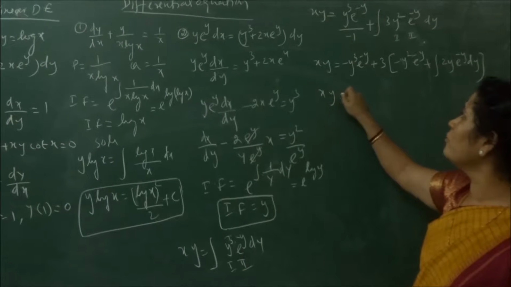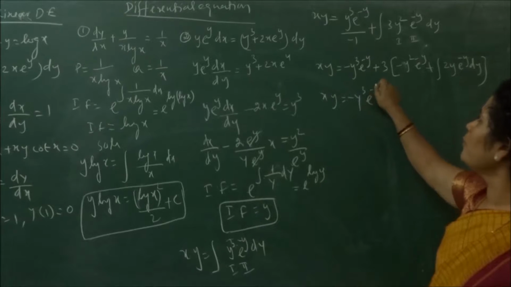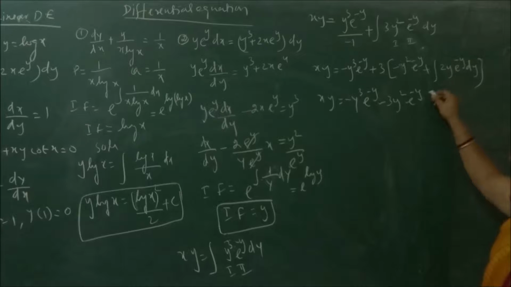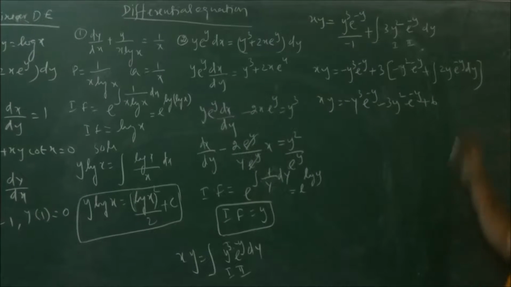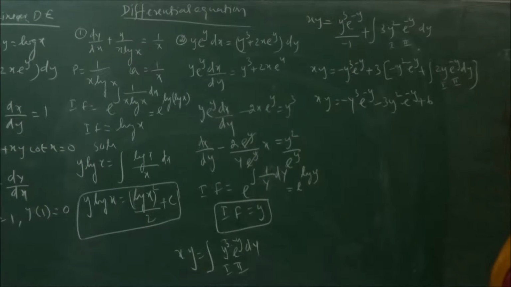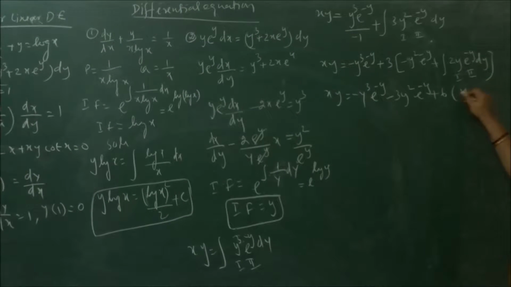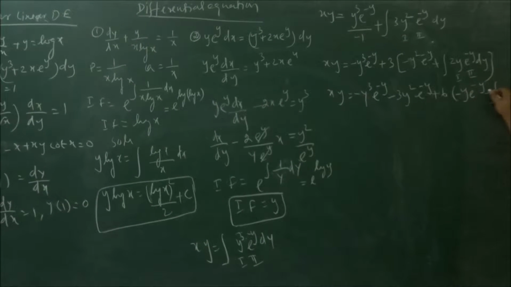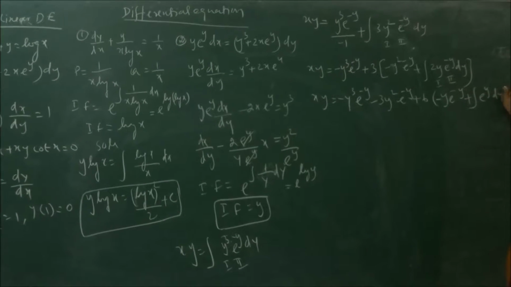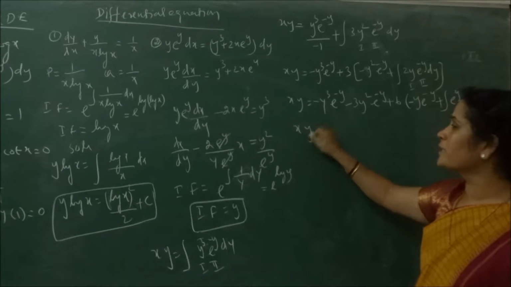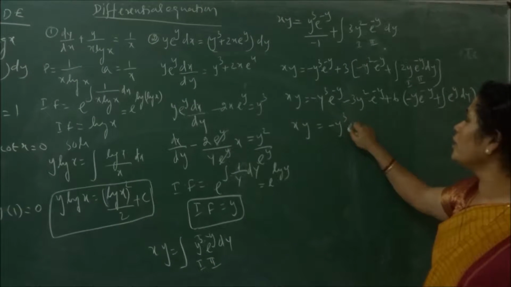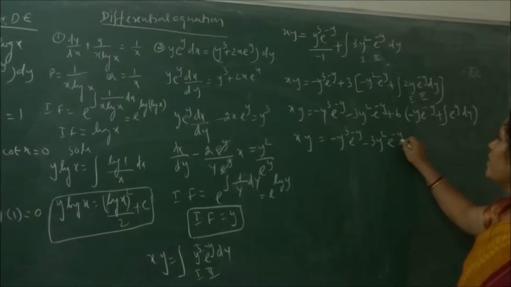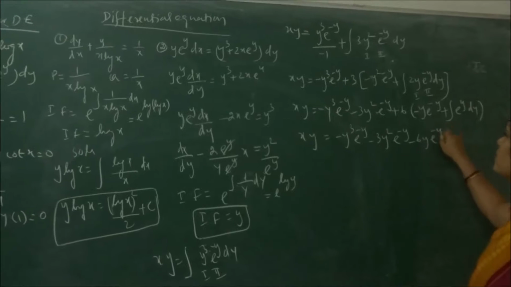Now that is xy equals minus y cube into e power minus y minus 3y square into e power minus y. Now 3 into 2, 6. If I again use by parts, this is first function, this is second function: first function into integral of second function, minus integral differentiation of first function 1 into integral of second function into dy. Now you will get the final answer, that is xy equals minus y cube into e power minus y, and then minus 3y square into e power minus y, and minus 6y into e power minus y.